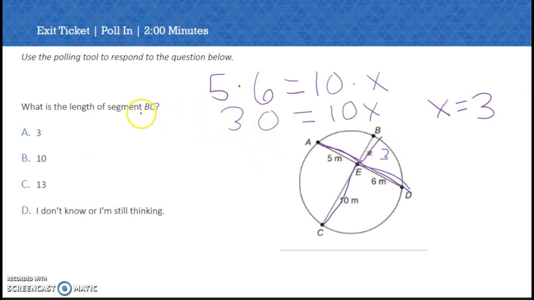Read the question. It wants the length of segment BC. That's that entire chord cutting across the circle. So it would be 3 plus the segment that we already knew, which was 10. 3 plus 10, that whole thing would be 13. So we would choose C.